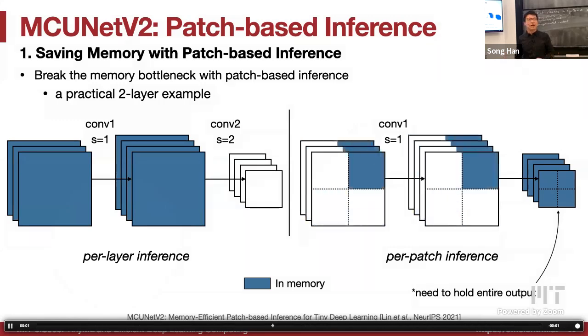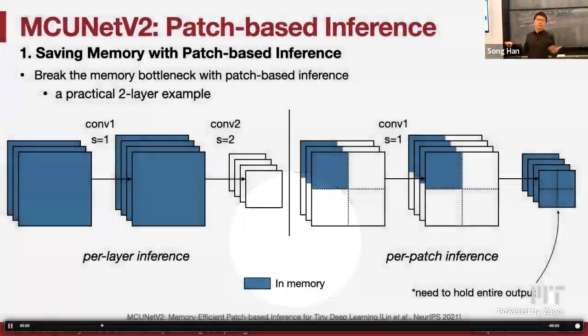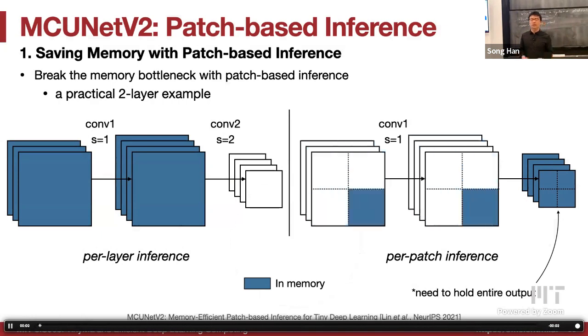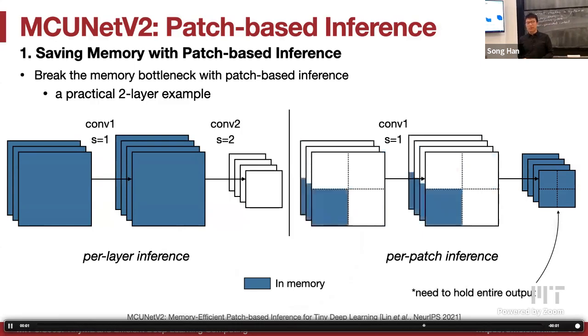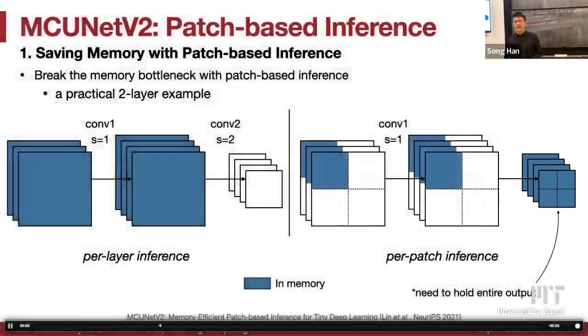Depends on the number of patches, right? So here we divide it into 4 patches, so the upper bound would be 4 times. If you divide it by 3, the upper bound would be 9 times. But the upper bound is not achievable because you have to store all the activations in the next layer, the final layer, in the memory.